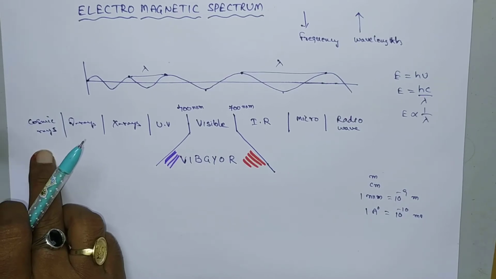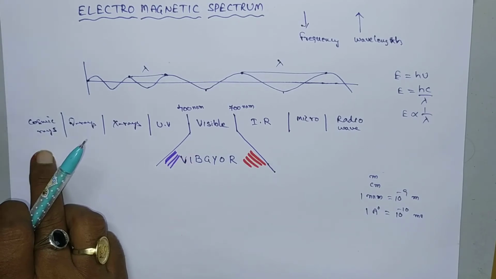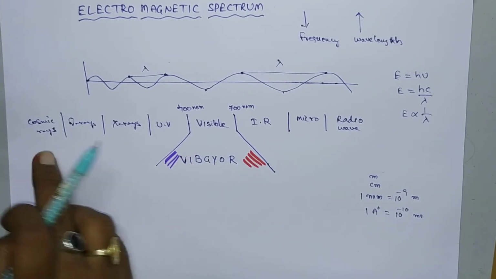Sometimes in examinations they ask: which of the following exhibits high energy radiation? That means cosmic radiation. Or sometimes they ask: arrange the following in the order of increasing wavelength, or decreasing frequency, or increasing energy.